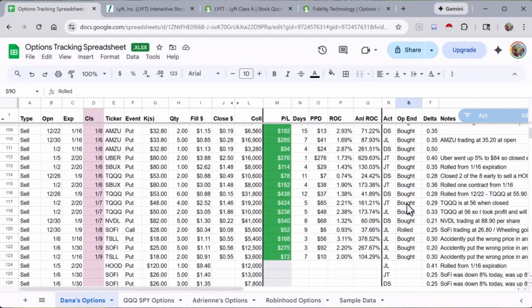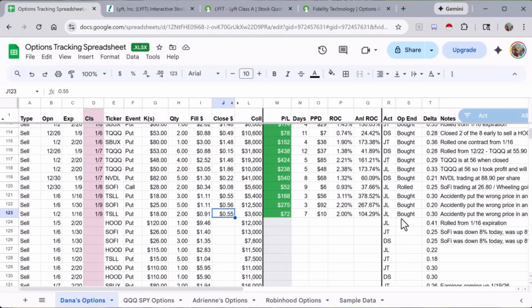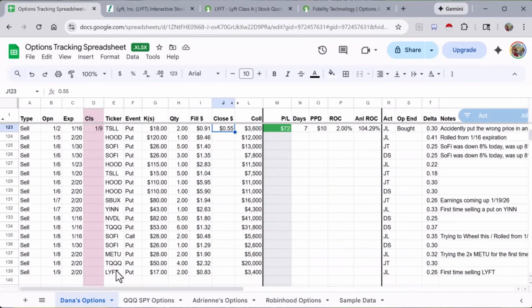If it goes all the way to 0 at the end, this will go down to 0 here, and I will put assigned here or expired. Sometimes they expire worthless, meaning the price in this case would never get to 17. It stays at 19 forever, all the way to the 20th. And then if that happens, I keep the money, but I don't have to buy the stock.